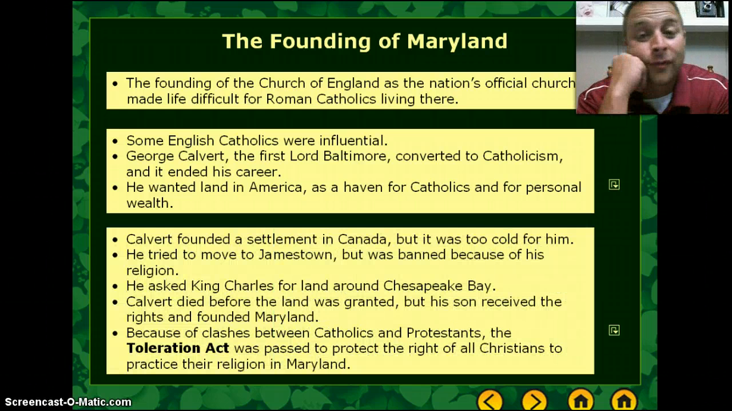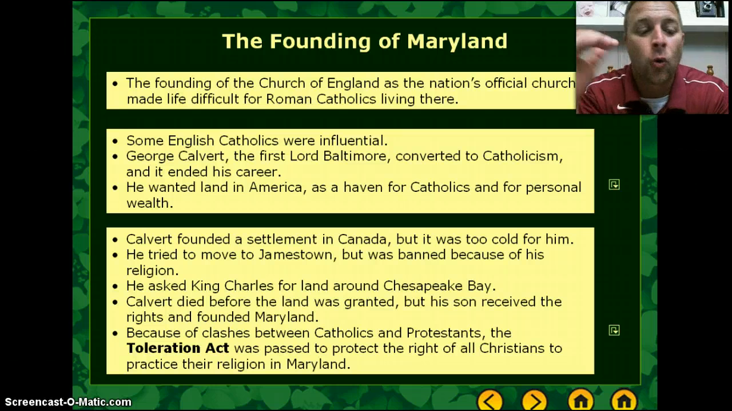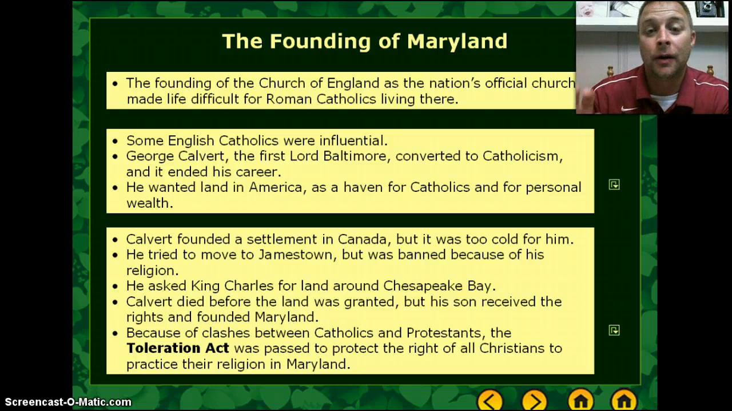He found a settlement first in Canada, but found that the climate was not to his liking, so he tries to move to Jamestown, but was not allowed to because of his religion. King Charles finally gives him land around the Chesapeake Bay, although he dies before he can gain control of it. His son, however, receives the land and founds Maryland, and soon after they passed the Toleration Act, which says all Christians can practice their religion in Maryland, whether Catholic or Protestant. And this attracts settlers to Maryland as well.